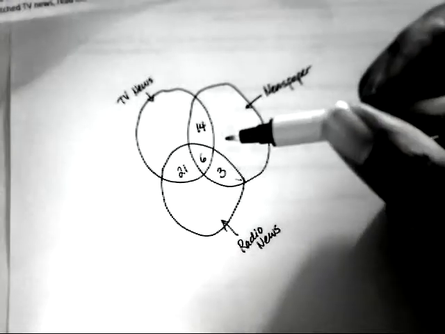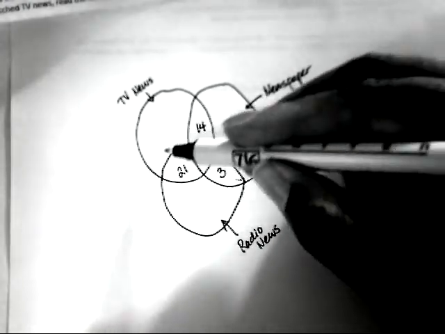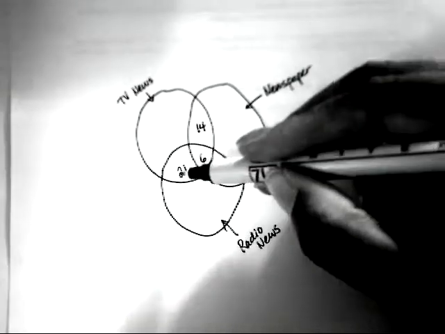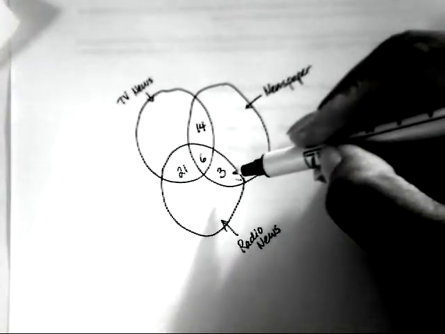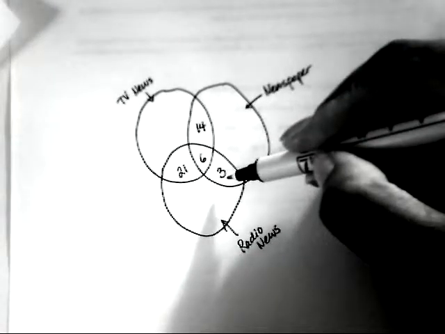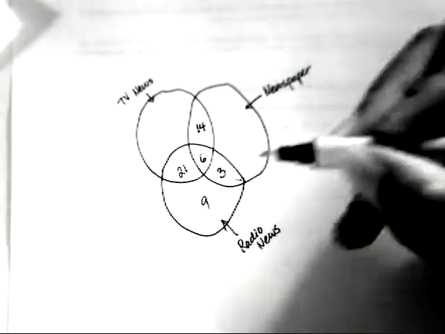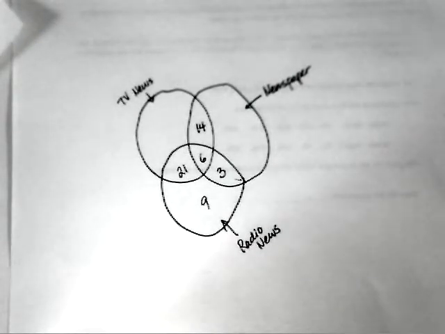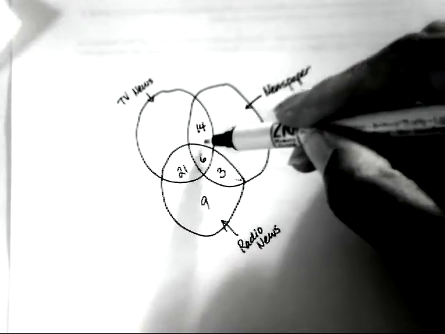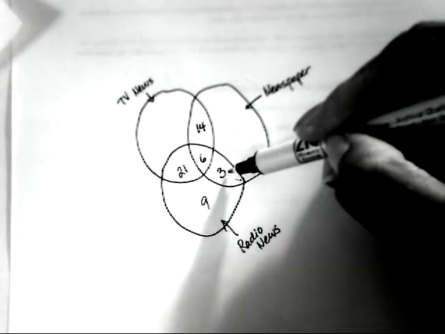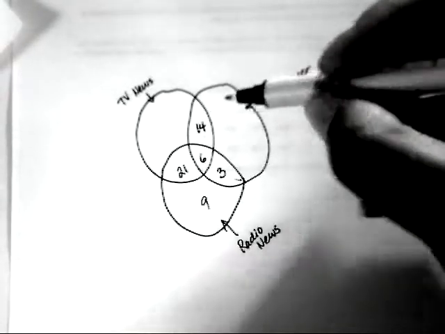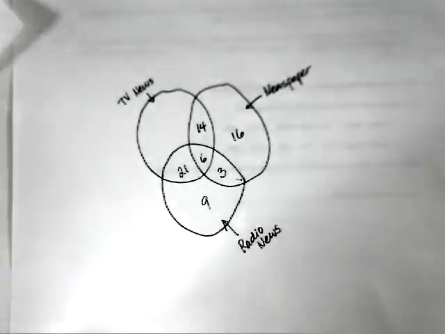Okay, and then 39 listened to the radio news. So here, this whole circle represents 39, but we got 21, 6, and 3. Add these 3 together, you're going to get 30. 30 from the 39 will give you 9. So actually 9 listened to the radio news only. And for 39, reading the newspaper, that's this circle right here. Add 14 and 6, that's 20 plus 3 is 23. 23 from 39 will give you 16. So 16 people only read the newspaper.